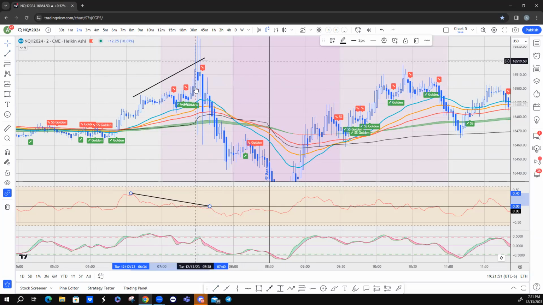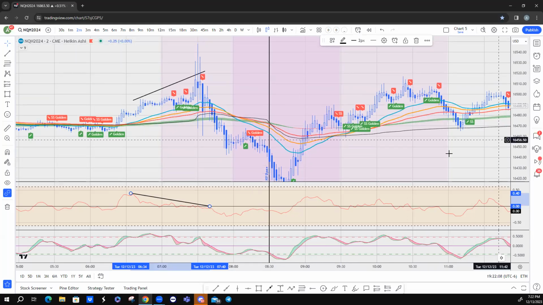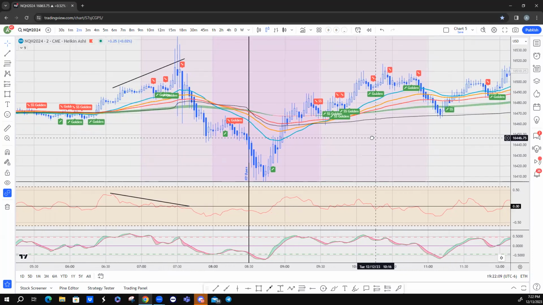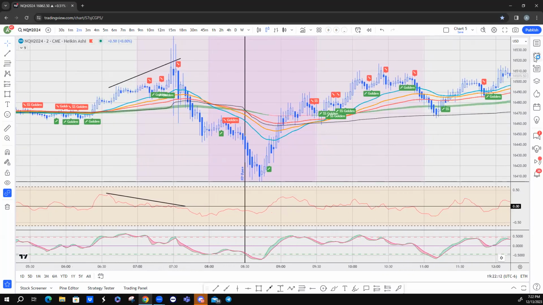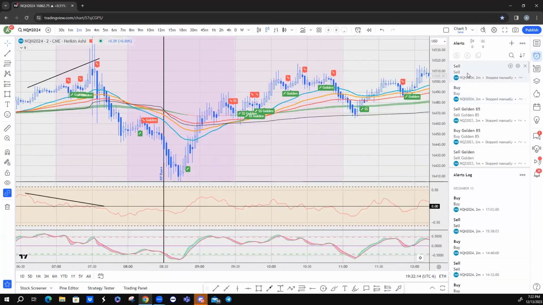You get some pretty good volatility in here as you get closer to the New York session. This is part of the London session right in here. I set alerts on all these signals, so I urge you guys to set up some of these alerts too. You can see right here I have the sell signal and buy signal for the 2-minute chart.